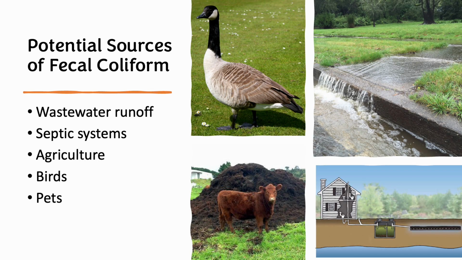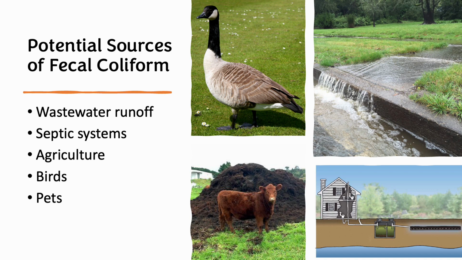Several potential sources of fecal coliform in water. One source is wastewater runoff, which can contain fecal matter and other contaminants from sewage systems and treatment plants. This runoff can make its way into nearby waterways and contaminate them with fecal coliform. Another potential source is septic systems. If a septic system fails or is not properly maintained, the wastewater it produces can contain high levels of fecal coliform and other harmful bacteria. This can pose a risk to nearby water sources.